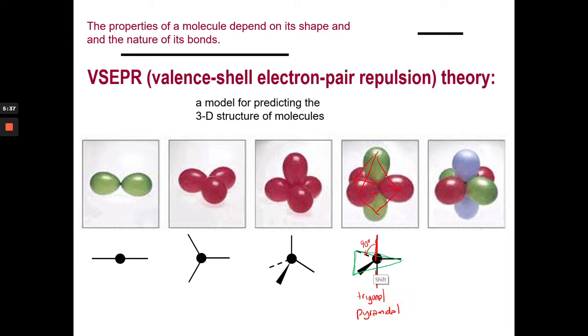So it looks like a triangle that forms a pyramid on the top and a pyramid on the bottom. Okay, that's how it gets the name trigonal pyramidal. The last one, if we look very carefully, it has 6 things attached, 6 electron domains.